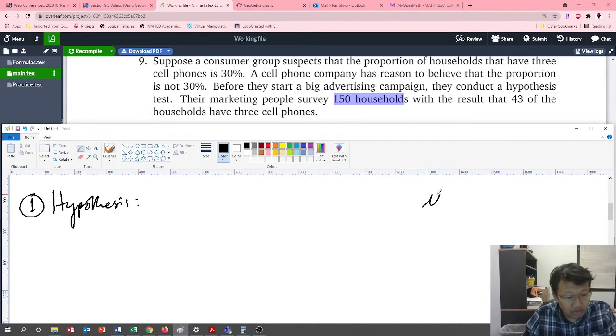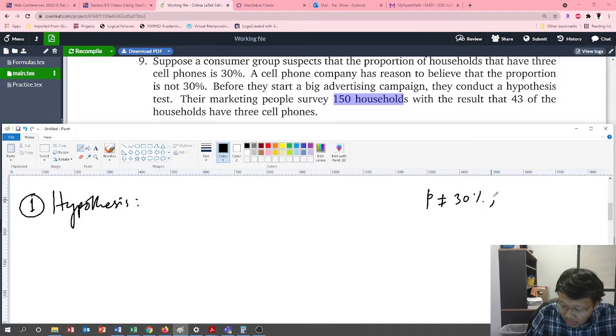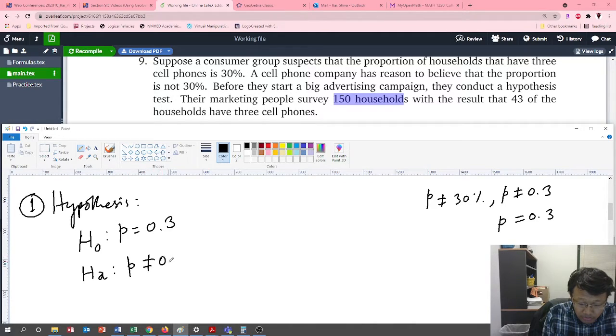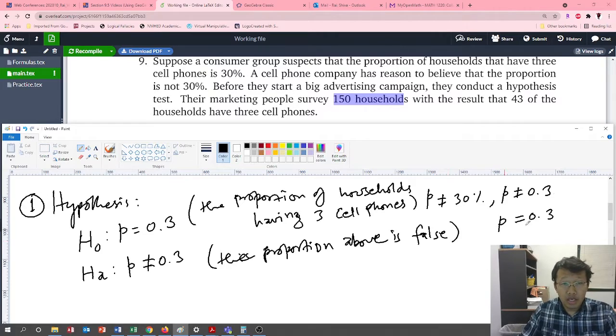So the proportion means we go for P. P is not 30%, and so this is basically saying P is not equal to 0.3, right? And its opposite or contradictory statement is P equals 0.3. Now, by the definition of null hypothesis, this expression with the equality symbol will be the null hypothesis, H0: P equals 0.3. And the alternative hypothesis is the proportion is not equal to 0.3. So this is the hypothesis.